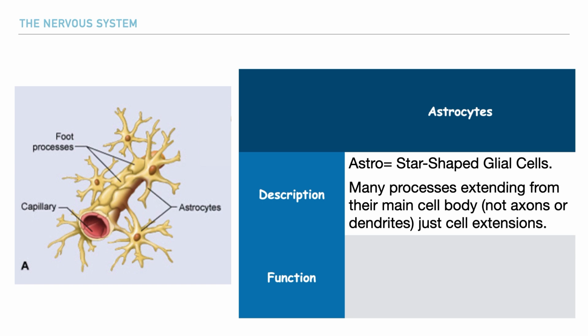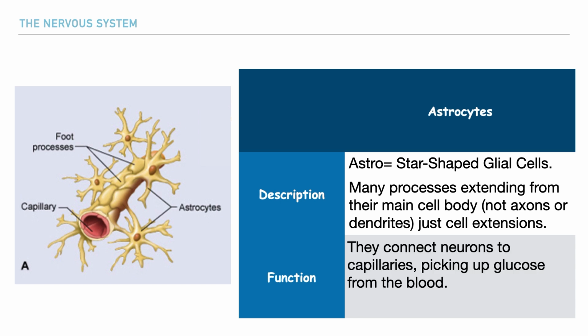So as we continue to describe these types of glial cells, we can first note that they have many processes extending from their cell body. Now, it's important to note here that these extensions aren't the same as what we find in the neuron, where we have axons or dendrites, and for that reason, they are just called cell extensions. And in terms of their functions, there are many, but the one key function we'll focus on here is their ability to connect neurons to nearby capillaries.